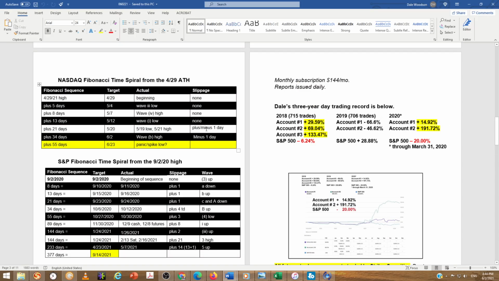And you can see all the slippage here was none from the 429 high. We had a 5.4 low, 5.7 high, 5.12 low, 5.20 high. The turn date was 6/2. Missed it by a day on 6/1. The next turn date is the 23rd. Anytime you have a 55 days after the high, it looks like there's a possibility of a panic spike or crash low. Doesn't have to be, but it will make a low or right around there, a day or two off, plus or minus a day from 6/23.